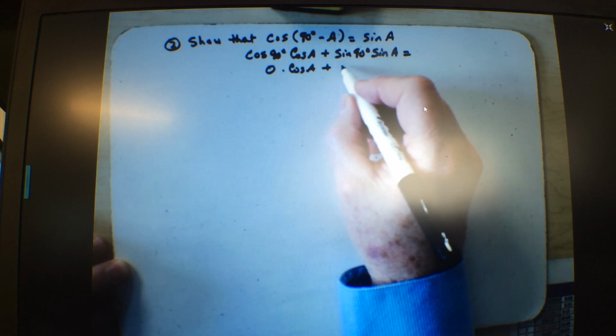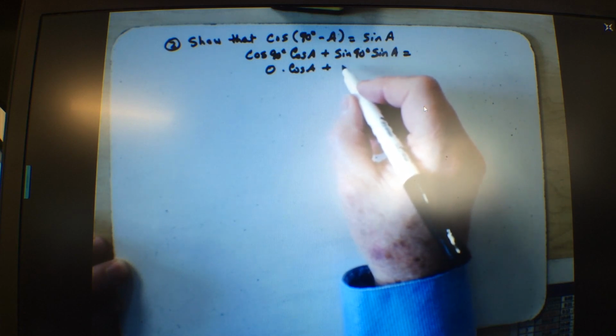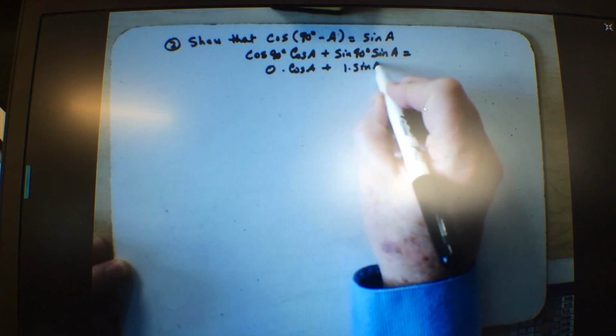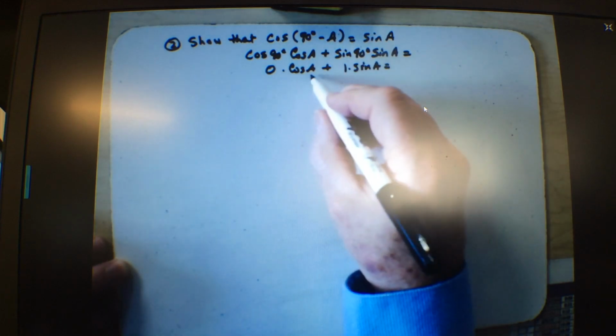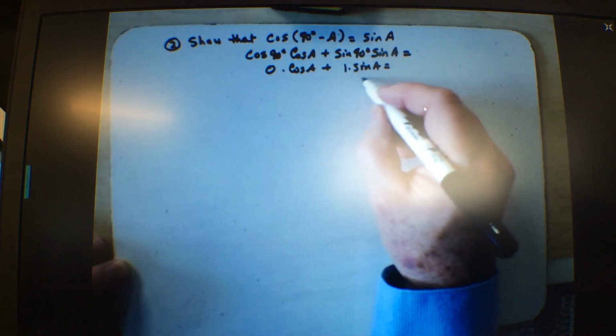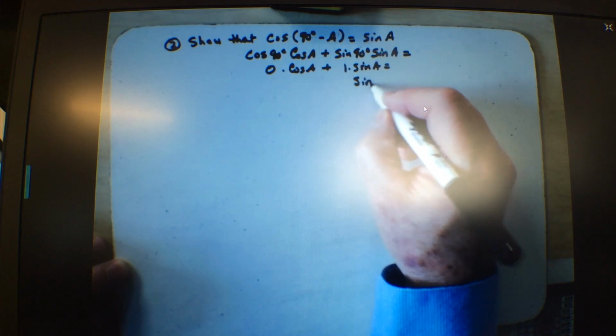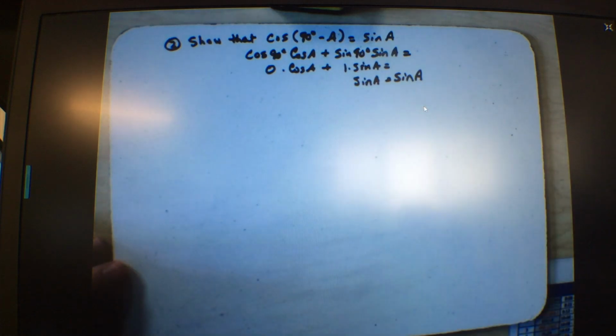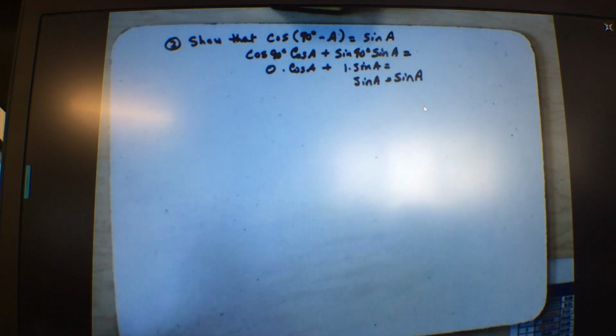It can't be 0. It's a quadrant angle, it's up. So it would be what? 1. 1 times sine of A, right? What is 0 times cosine of A? 0. And 1 times sine of A? Sine of A. And that equals sine of A. You see that? So I've used that rule to do that, correct? All right. Any questions about that?